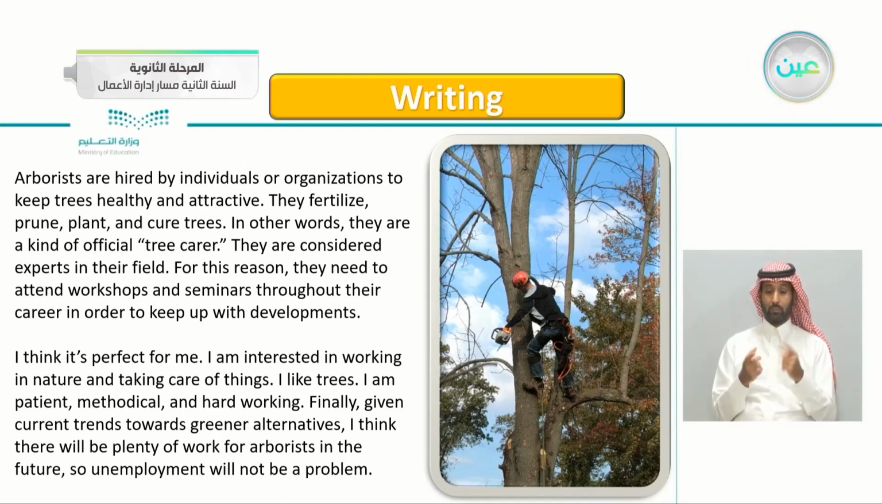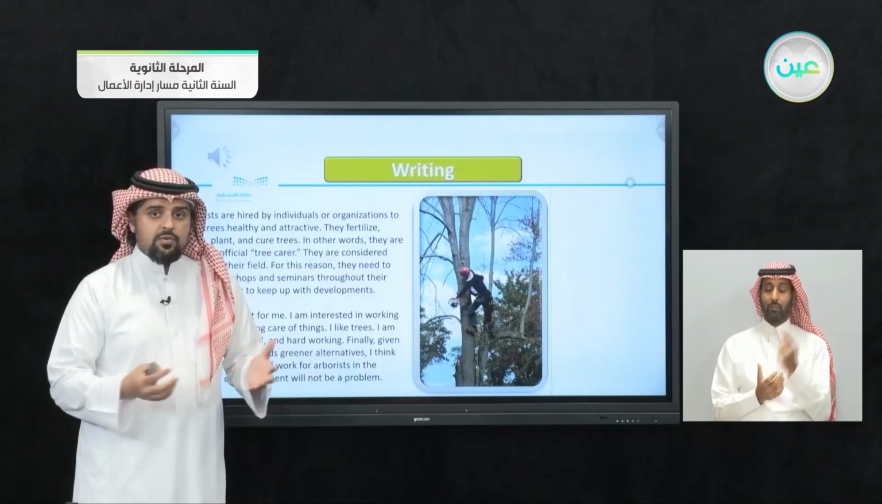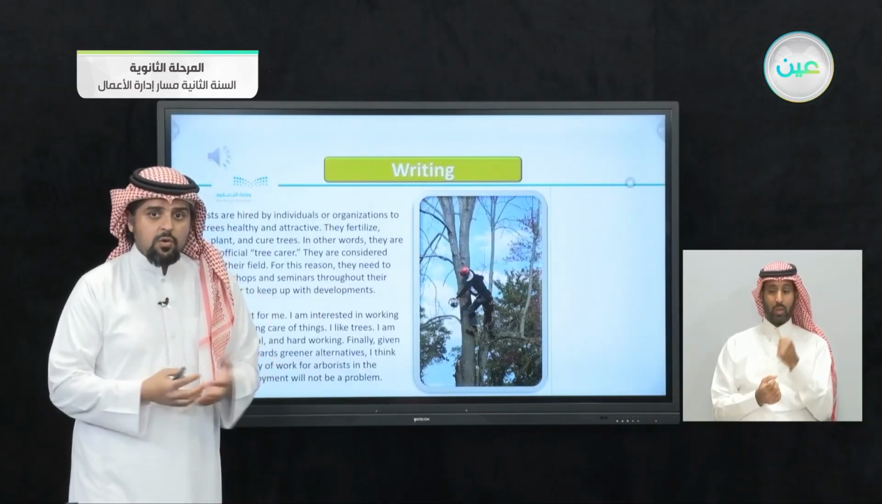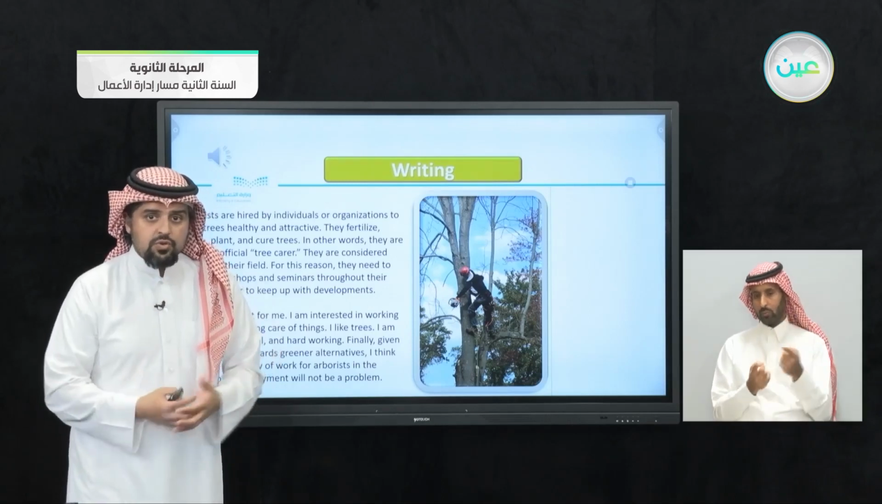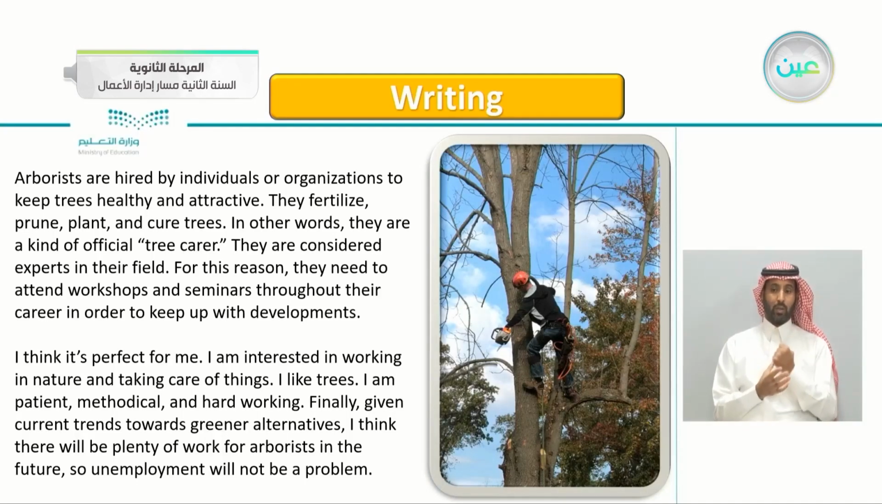I think it's perfect for me. Why does he think that? Because, as he says here, I am interested in working in nature and taking care of things. As we mentioned in previous lessons, the best job for you is to find out what you like, what is coming naturally to you. Because he said here, I'm interested in working in nature and taking care of things. That's why he became an arborist, or we can say a tree carer.